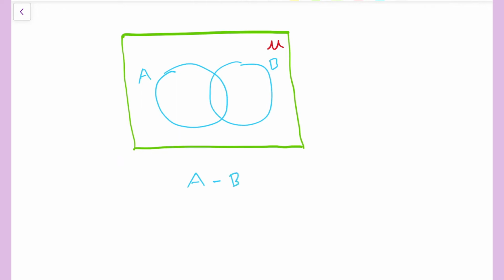Now let us do A minus B and then B minus A. Rectangle, which is nothing but the universal set. Two circles, one for set A and one for set B. Now we are drawing for A minus B. A minus B is nothing but from set A, we need to remove set B completely. So don't touch set B at all. Don't draw anything inside of set B. So this is A minus B. Next, the reverse of it, B minus A.